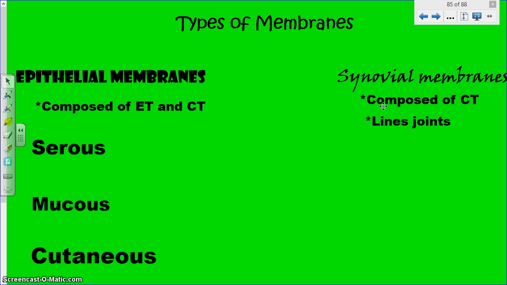Synovial membranes are composed of connective tissue only. There is no epithelial tissue that forms that. And these are going to be found in your joints, so like your knee, your elbow, your shoulder. That's where your synovial membranes are, those are actually called synovial joints because of that. They secrete a synovial fluid, which is kind of similar to the consistency of egg whites. It just helps with reducing friction and lubrication in your joints. So when your bones are moving.